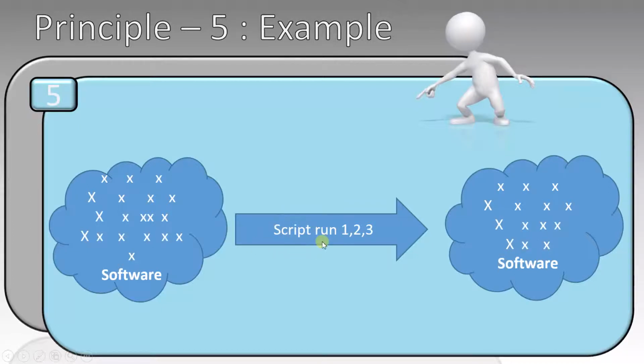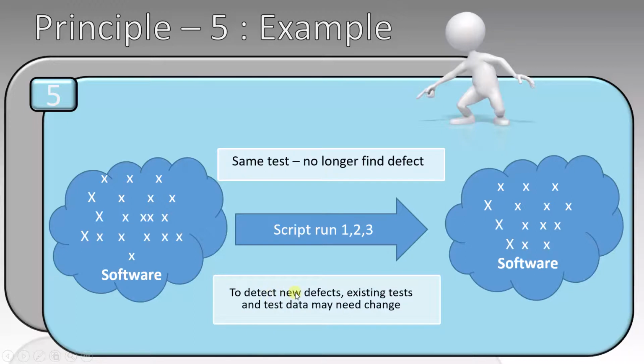So this is why our first point said that the same test will no longer find defects. And the second one said to find new defects, existing tests may need to change. So now you understand the fifth principle.